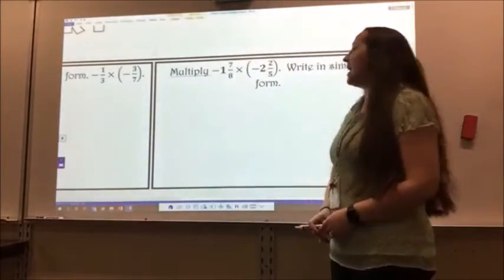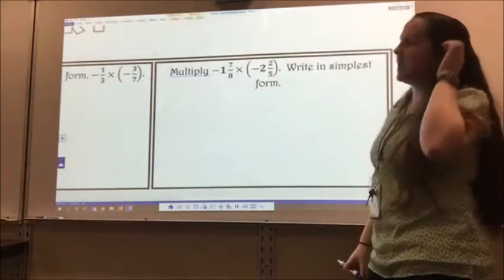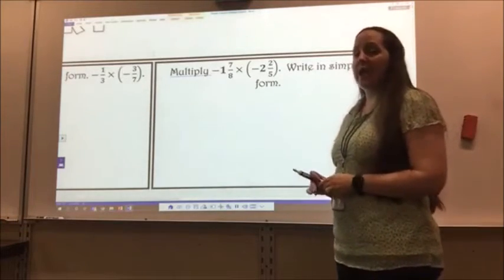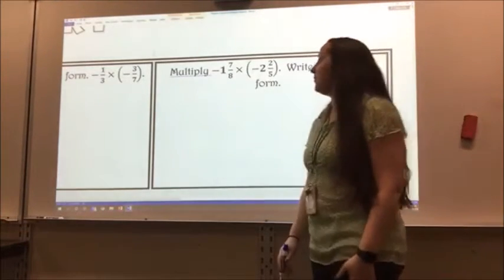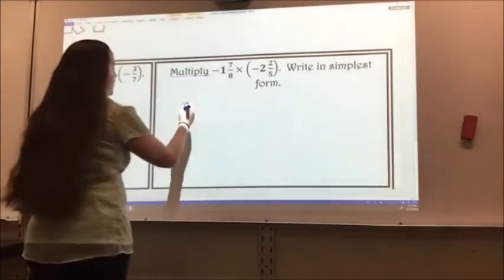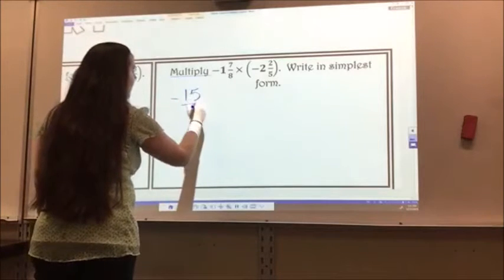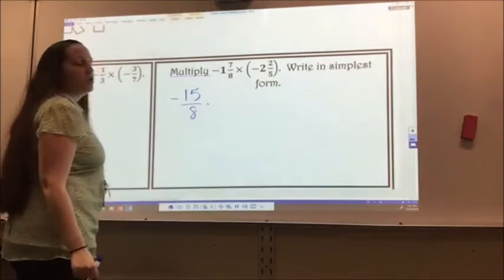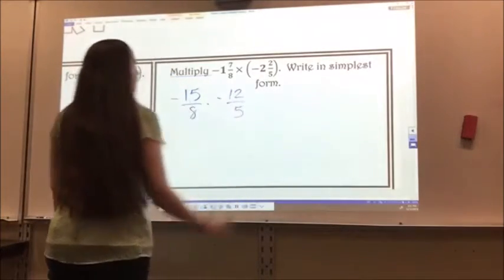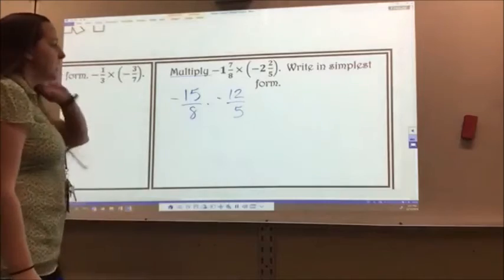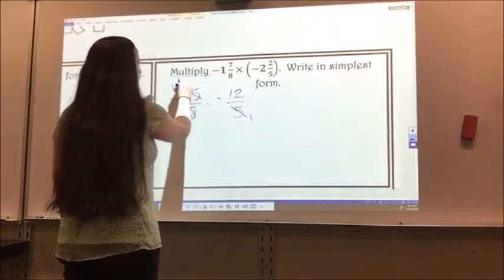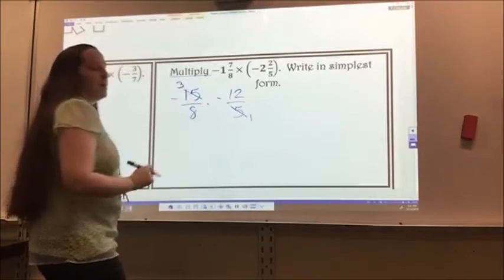Okay, the second problem I have says multiply negative 1 7/8 times negative 2 2/5 in simplest form. So I'm going to go ahead and change both of these into improper fractions. 8 times 1 is 8, plus 7 is 15, so I have negative 15/8 times 5 times 2 is 10, plus 2 is 12, negative 12/5. Okay. So I recognized here that 5 and 15 cancel. So 5 becomes 1 and 15 becomes 3.